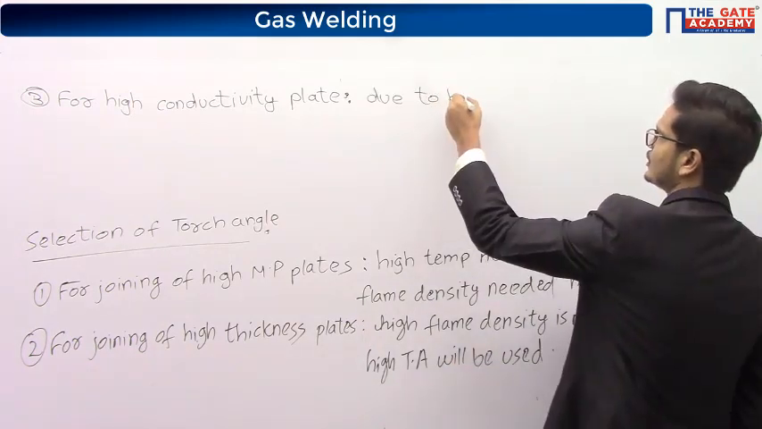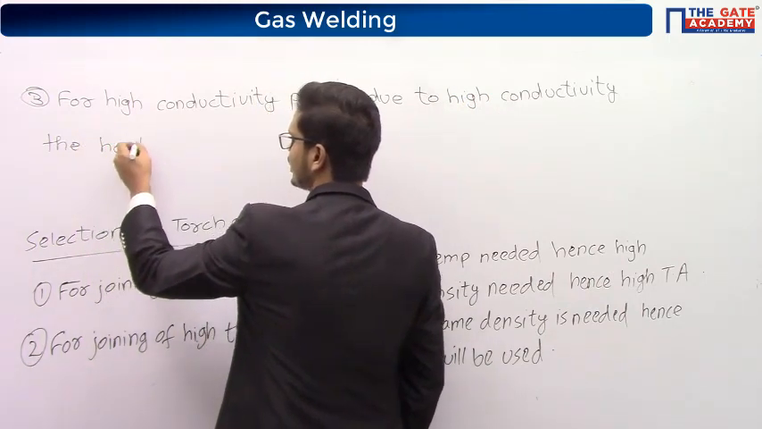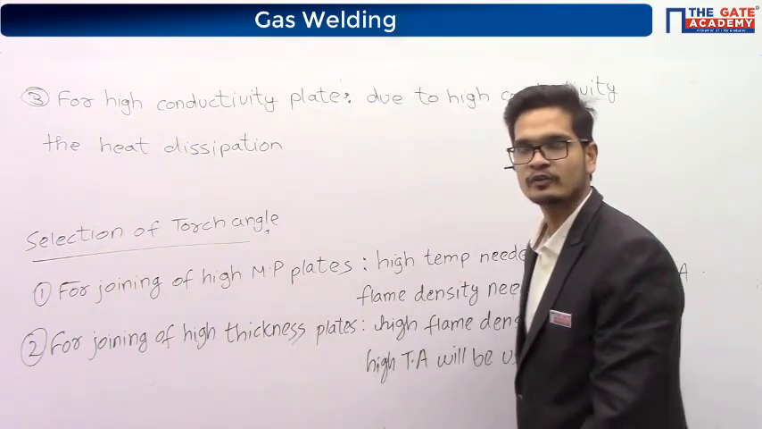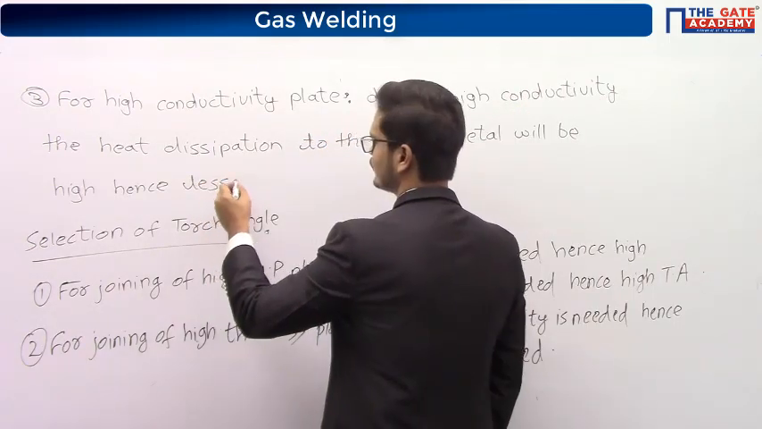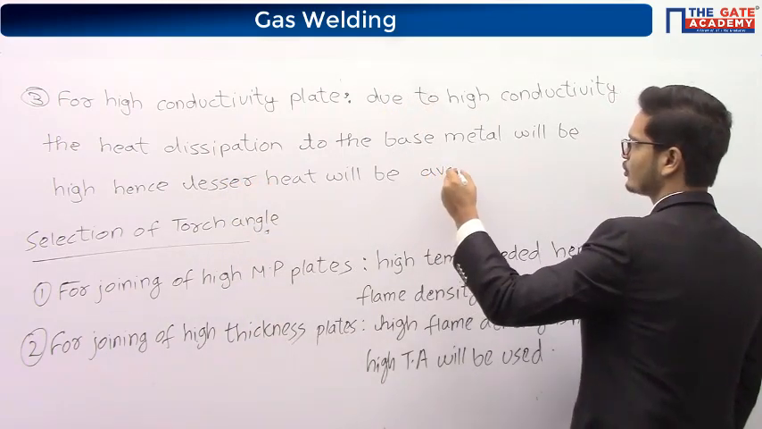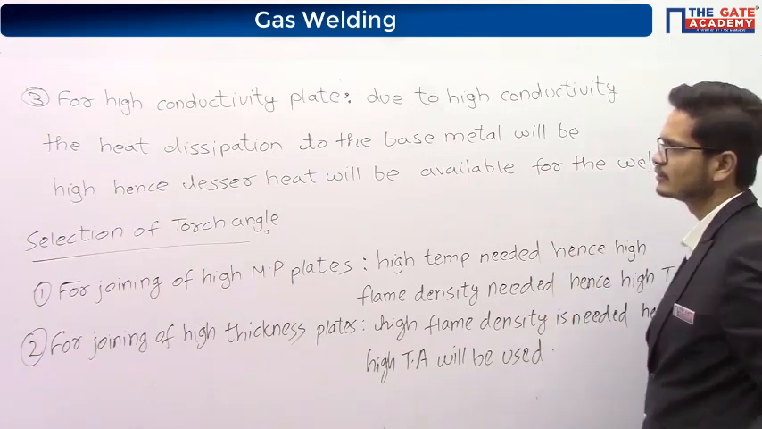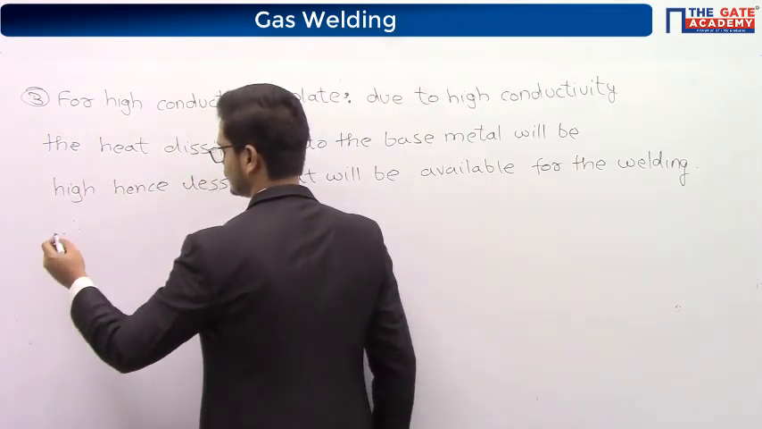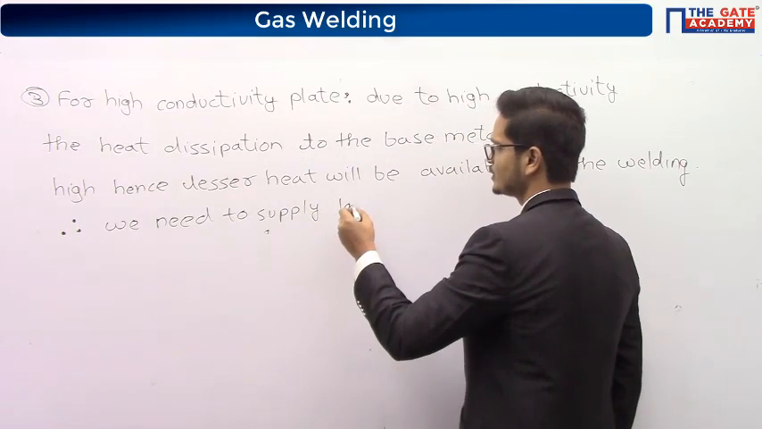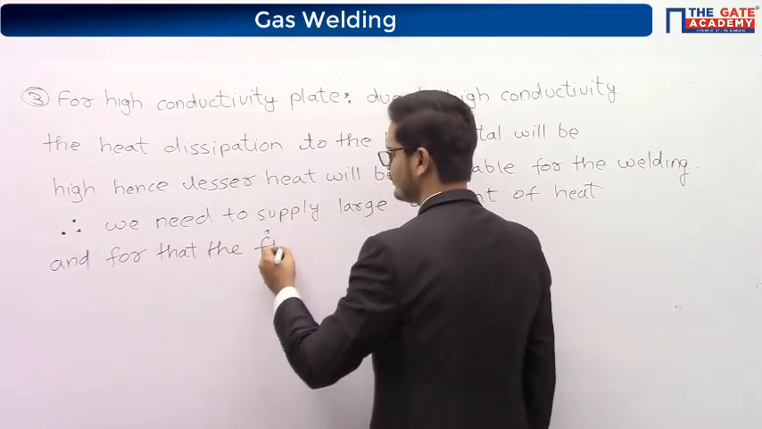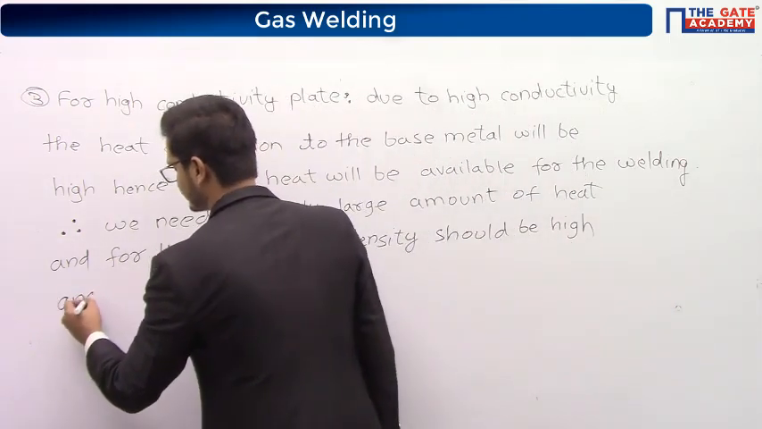Due to high conductivity, the heat dissipation to the base metal will be high. Lesser heat will be available for the welding. Therefore, we need to supply a large amount of heat. The flame density, and hence the torch angle, should be high.